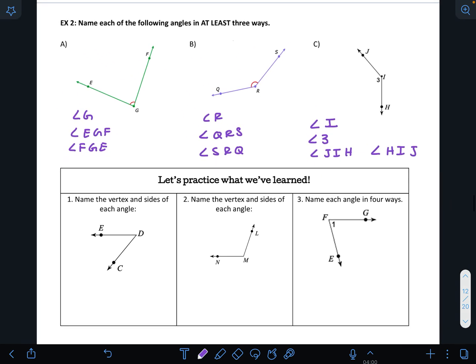So now that we've done that, see if you can do the next 3 on your own. Let's practice what we've learned. So for example 1 and 2, I want you to name the vertex and sides of each angle. For example number 3, I want you to name each angle in 4 ways. So go ahead, pause the video, and try those 3 on your own.